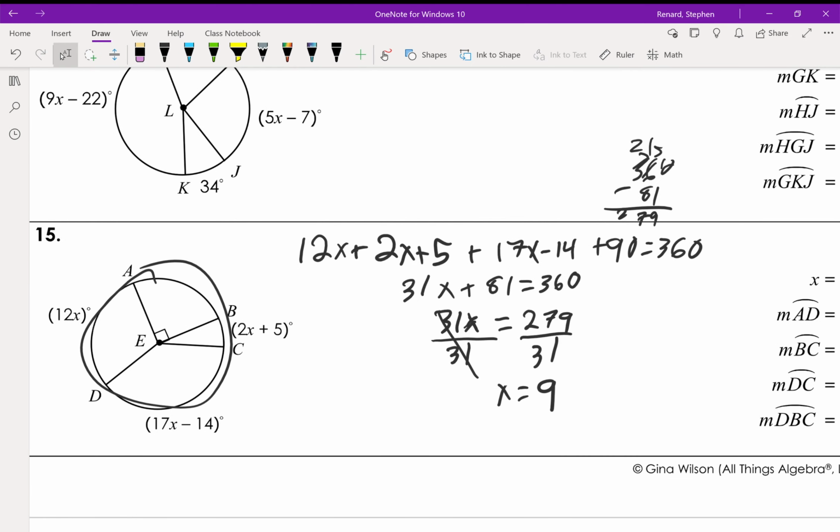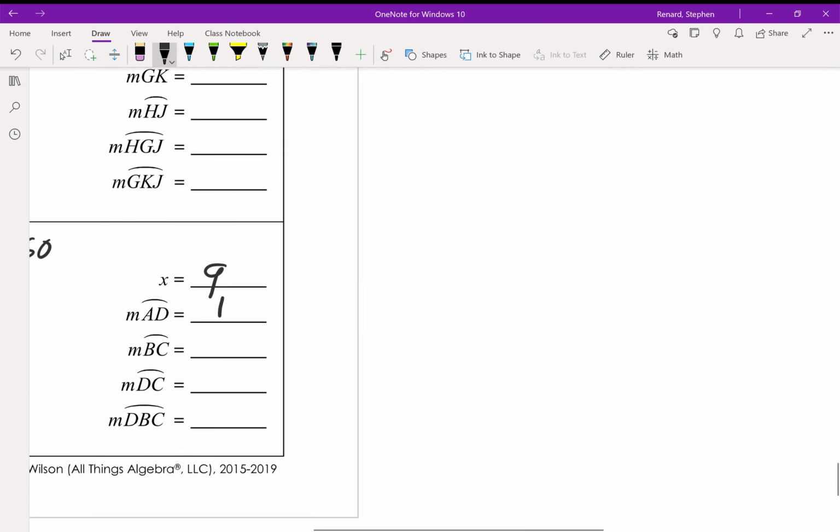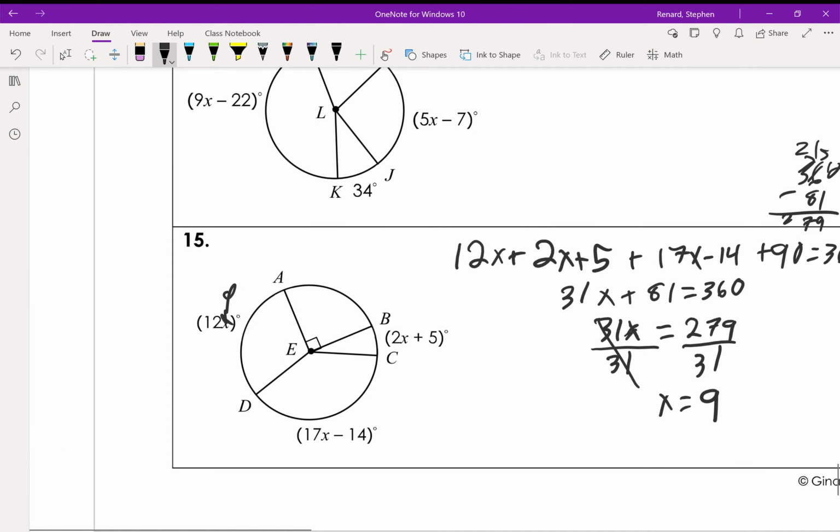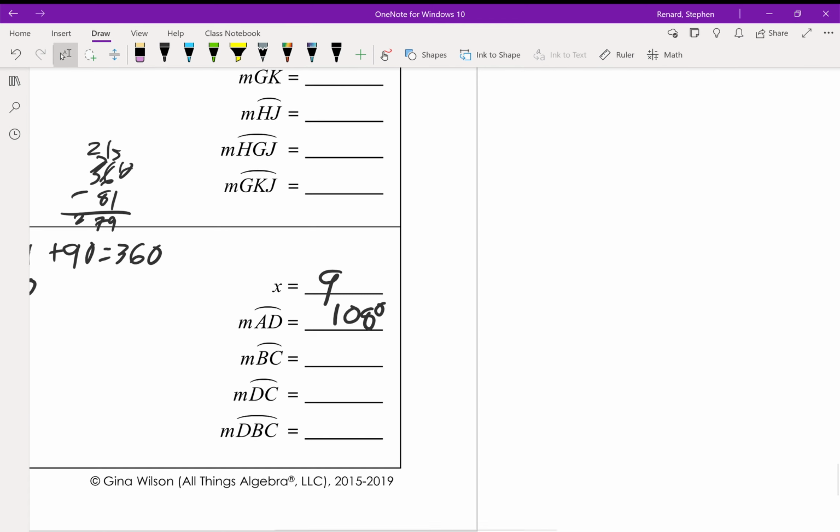So then we go, okay, well, what is A to D? So A to D is this right here. If we know that x equals 9, plug a 9 in right there. 12 times 9, 108 degrees. BC, this right here. Plug in 9 right there. We get 18 plus 5, 23 degrees.